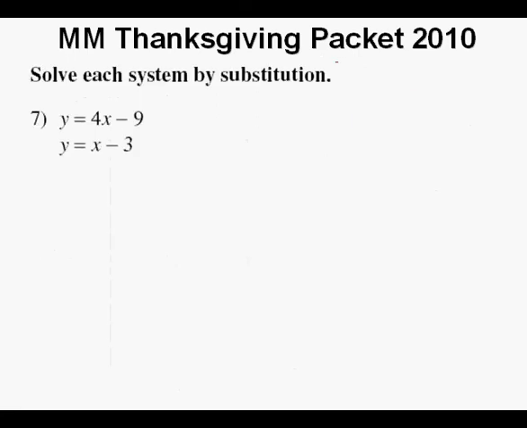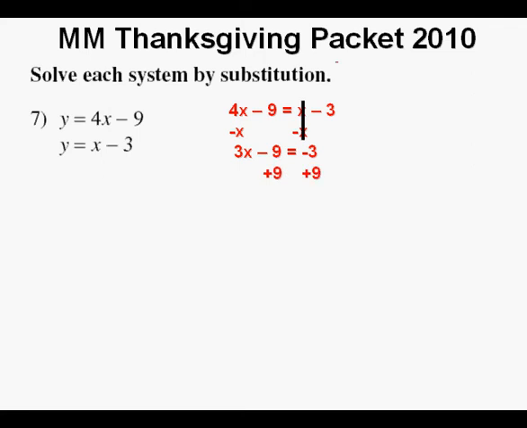Now we're down to our solving by substitution section. And in this one, problem 7, since both equations are solved for y, we can set the x expressions equal to each other. So we have 4x minus 9 equals x minus 3. I like to solve with the unknowns on the left and the numbers on the right, so we'll start by subtracting x from both sides of the equation. X minus x cancel on the right side. We bring down what's left, so we have 3x minus 9 equals negative 3.